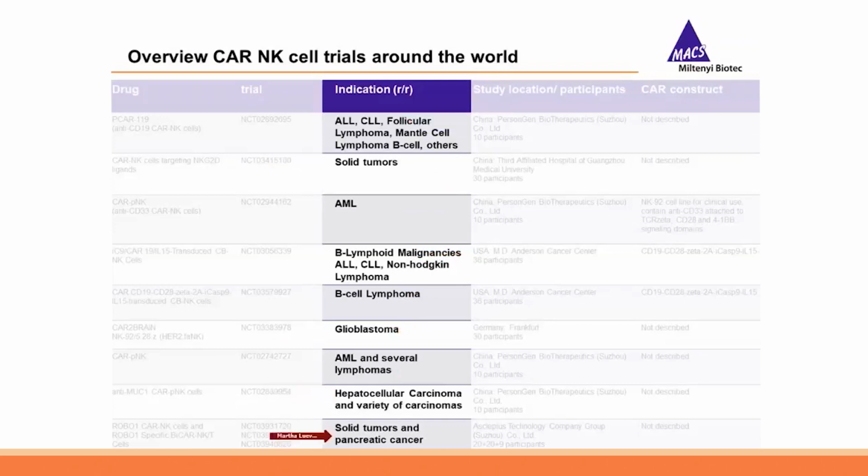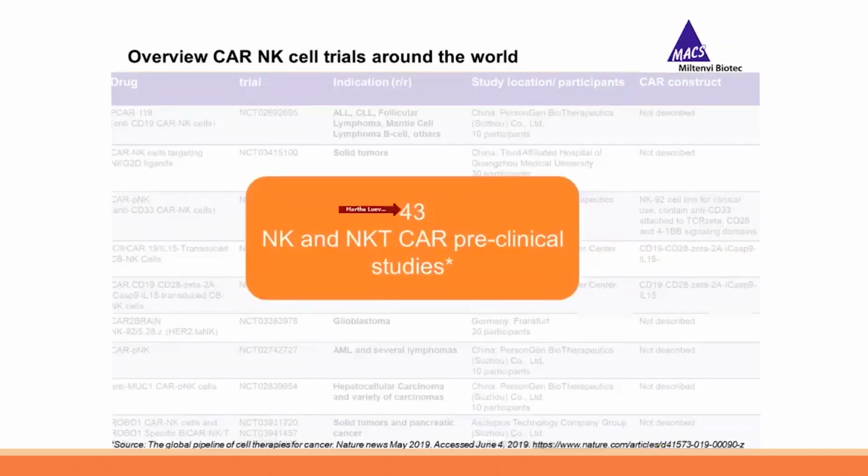So this is a little bit different from the current CAR T cells. They have been used mainly in these hematological diseases, and I hope with these more than 43 NK and NKT CAR preclinical studies, we will actually advance and have more of these CAR NK cells used not only for hematological diseases but also for solid tumors.